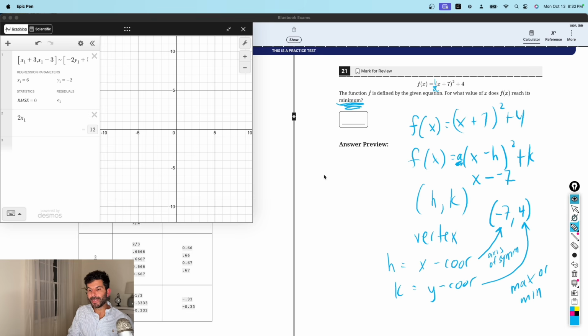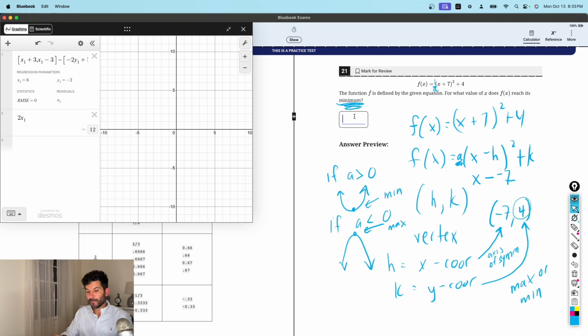So if a is greater than 0, it's positive. What do positive people do? They smile. So anytime you have an a value that is positive, always think of smiling and always think of it going like that. If a is less than 0, it is a frown, because negative people frown, right? When you have a smile, you have a minimum. When you have a frown, you have a maximum. So in this case, this y coordinate of my minimum is going to be the answer that I need right here, which is going to be 4. So my answer is going to be 4 right here, okay?